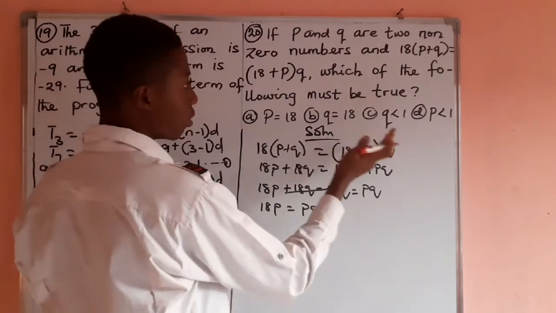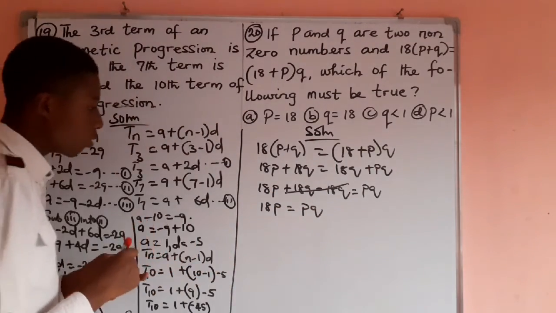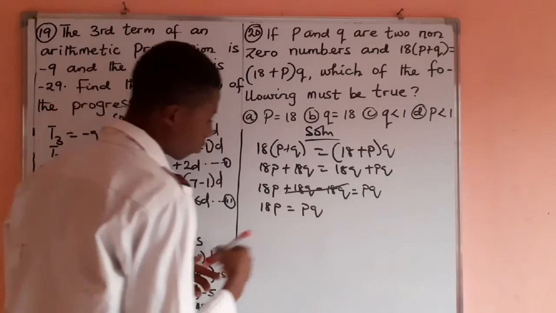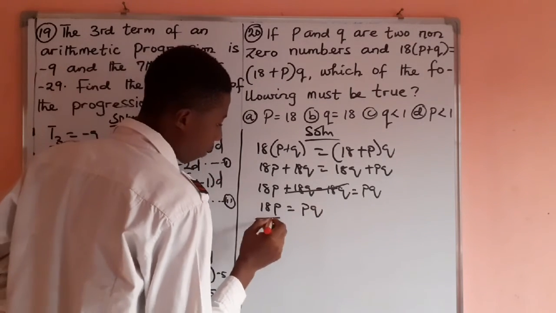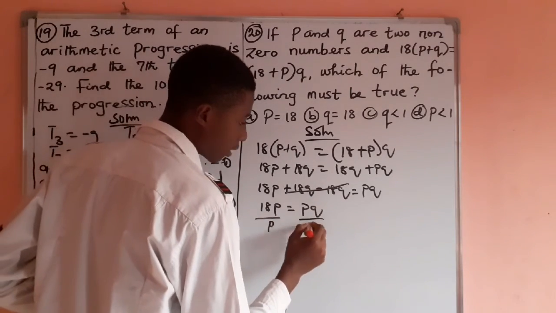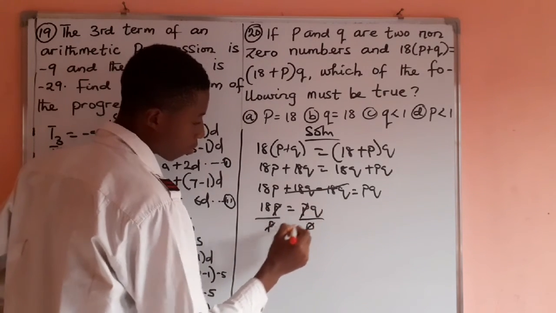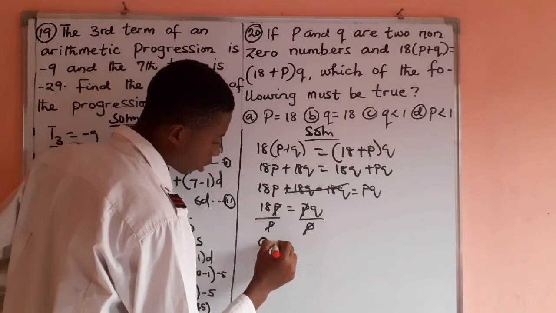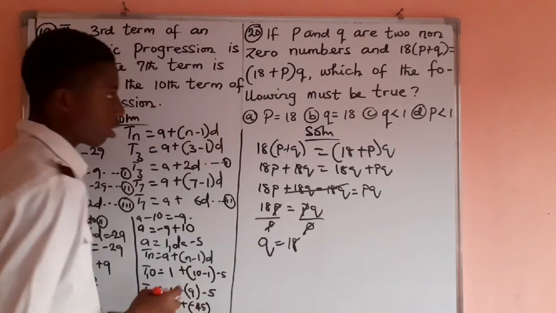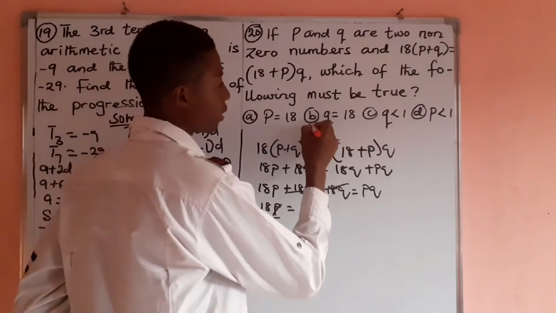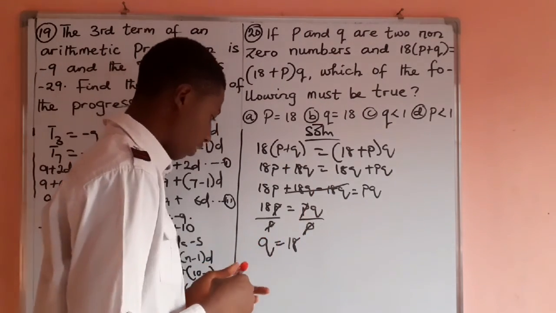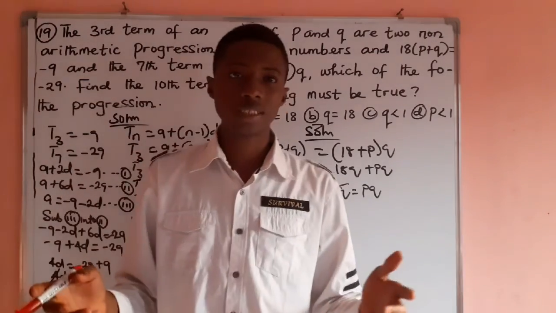Now, since they say we should know the equation that is correct, we know this is 18P and this is PQ. So we divide both sides by P, since that is a common factor. P goes here, P goes here. So we are having Q is equals to 18. Looking at the options, our answer is B. Q equals to 18.